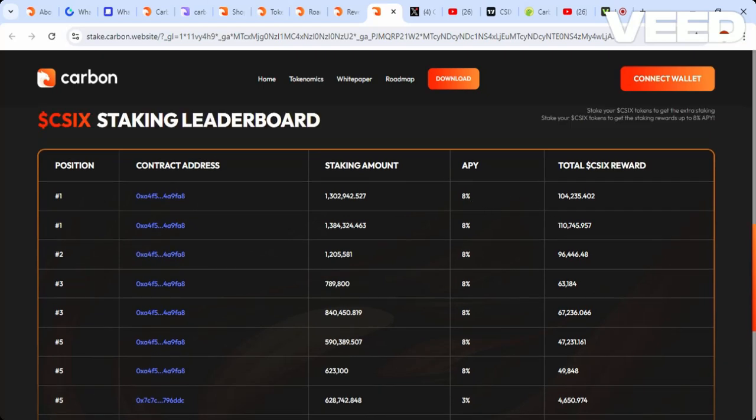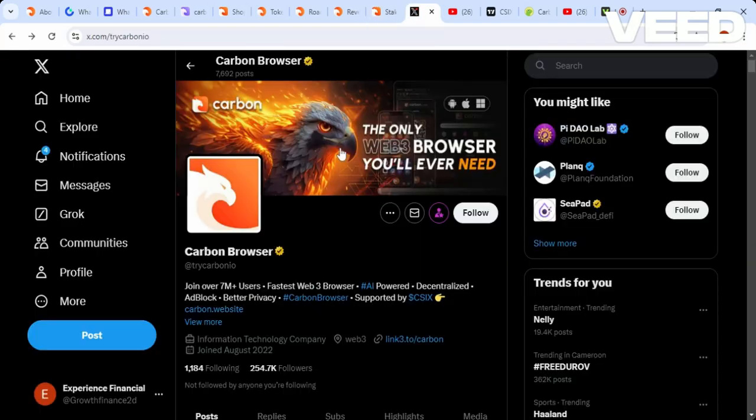So we have, you can earn 8% per annum staking your Carbon browser. So let's look at what they call their social media. What's their social media all about? So this is the Carbon browser website. This is their X page. They have 254 followers on X.